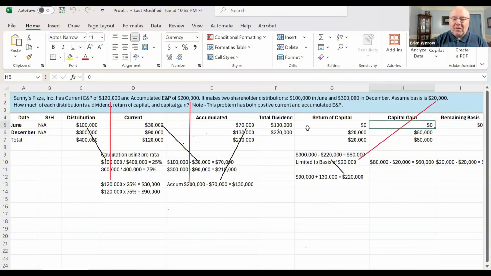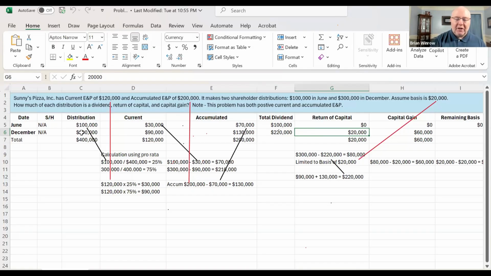So what happens is out of that 300,000 minus the 220, we have 80,000 remaining. Our basis is 20,000. So we have a return of capital to the extent of basis because we reduce basis. So we're going to exhaust all $20,000, and that's going to be our basis right here of 20,000. So we'll take basis down to zero. So now what we've dealt with is dividends of 220 plus $20,000 of basis, return of capital, I should say. So that's 240,000. Anything left has to be a capital gain.